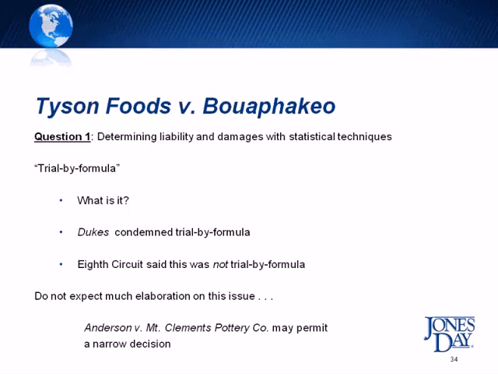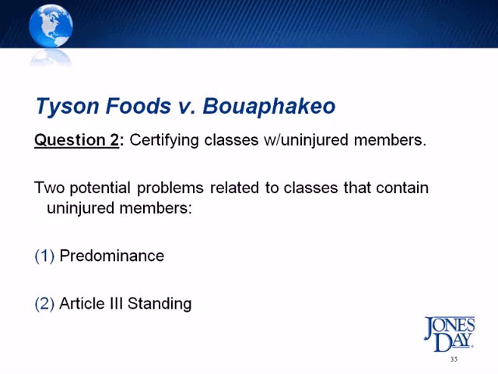With respect to the second question presented, certifying classes with uninjured class members, this is potentially even the bigger blockbuster issue in this case if the court were to reach it. And there are two potential problems related to classes that contain uninjured members. One is predominance. If the question of whether there is even an injury will come up for too many class members, then that member-specific question will predominate over the common questions, and class certification is improper under Rule 23(b)(3).